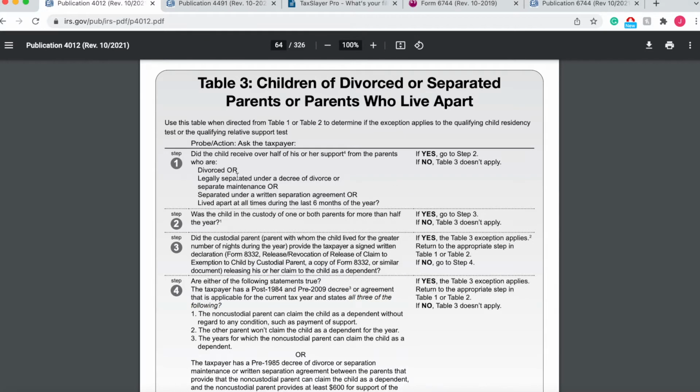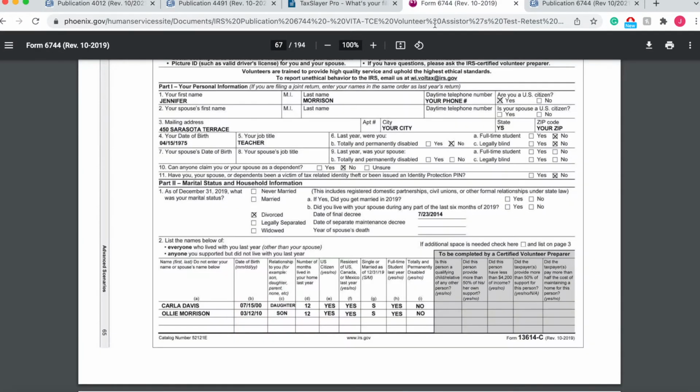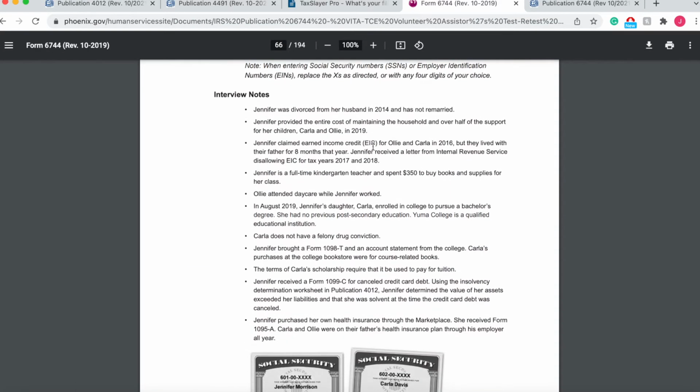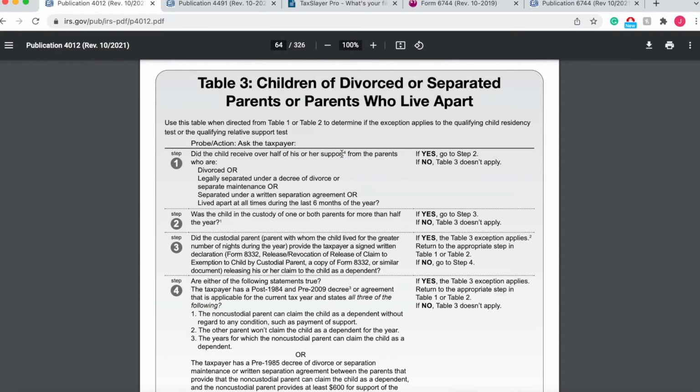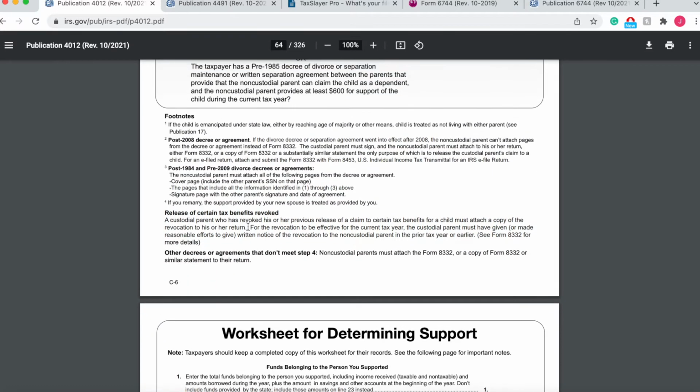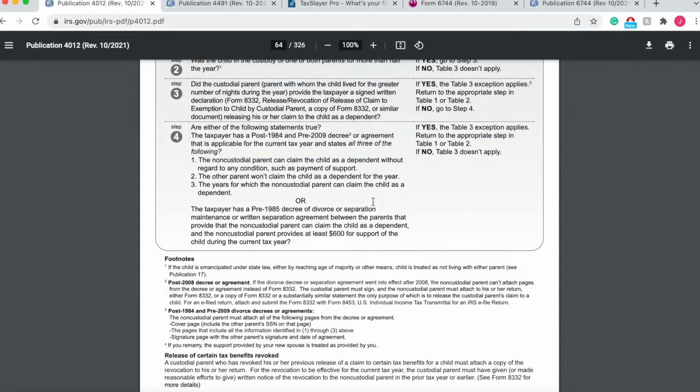And so what you can look at here is in step 1, we say, did the child receive over half of his or her support from the parents who are divorced or legally separated under a decree of divorce or separate maintenance, or separated under a written separation agreement, or lived apart at all times during the last 6 months of the year? So that is clearly a yes, because if you will remember in the interview notes, Jennifer provided the entire cost of maintaining the household and over half the support for both of the children this year. So we go ahead here, gives us 4 potentially. If you remarry, the support provided by your new spouse is treated as provided by you. That does not apply to us.